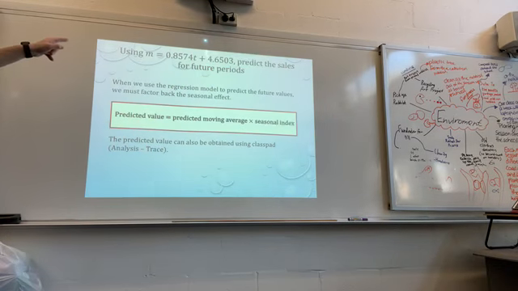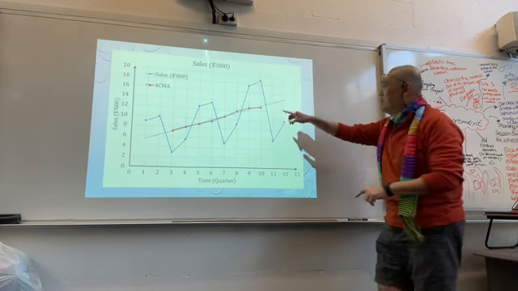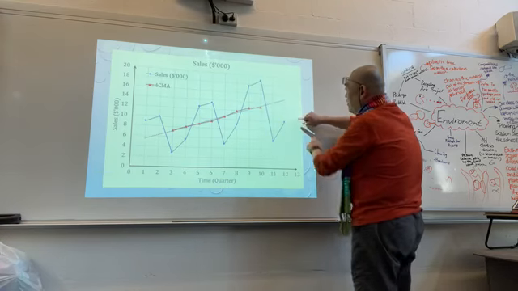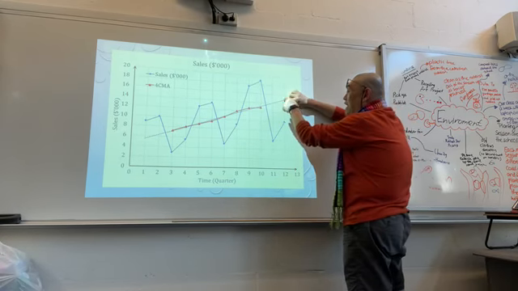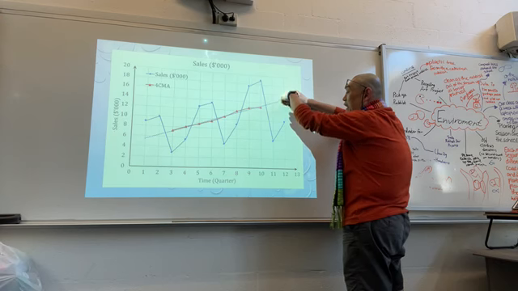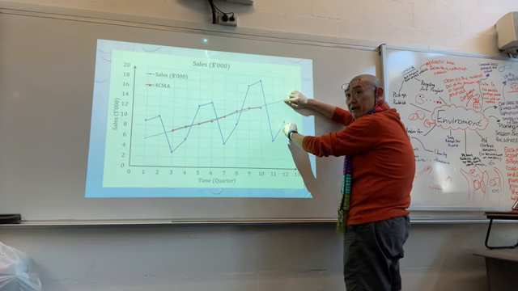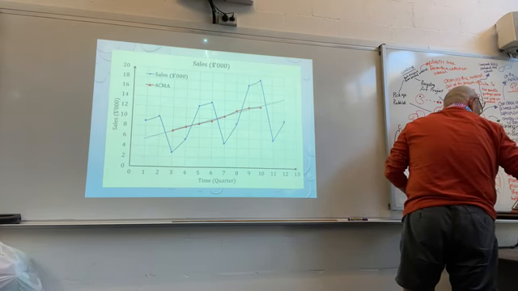So go back to this graph. We base on this moving average, we work out what could be the value of this. Then we use the seasonal index to bring it down to that curve. Let's have a look how we do it.